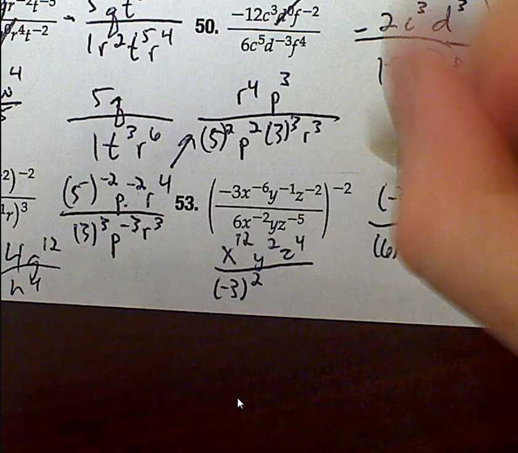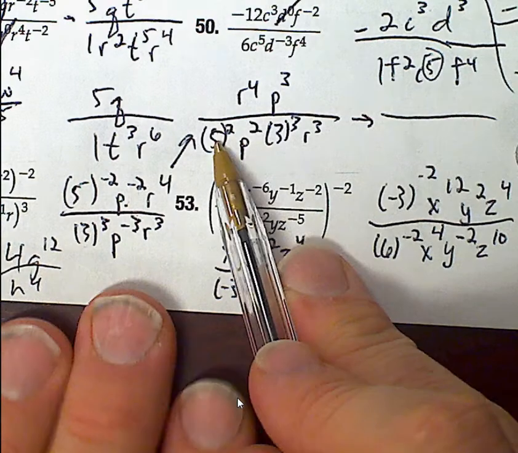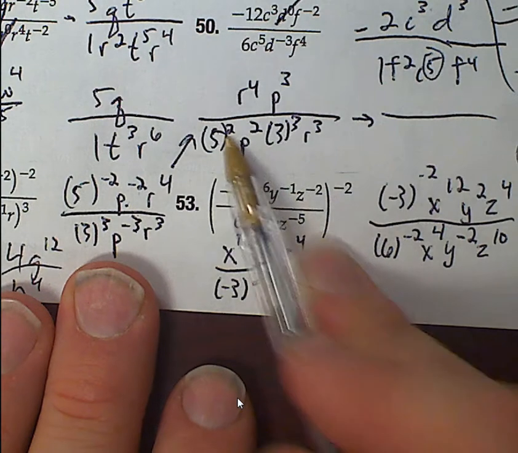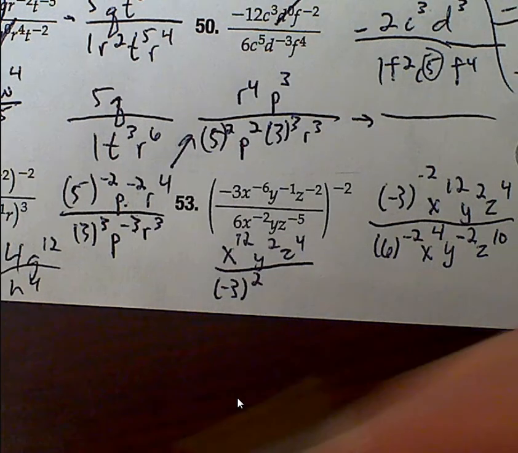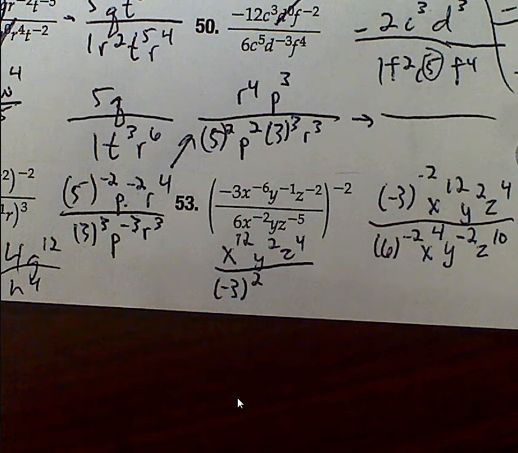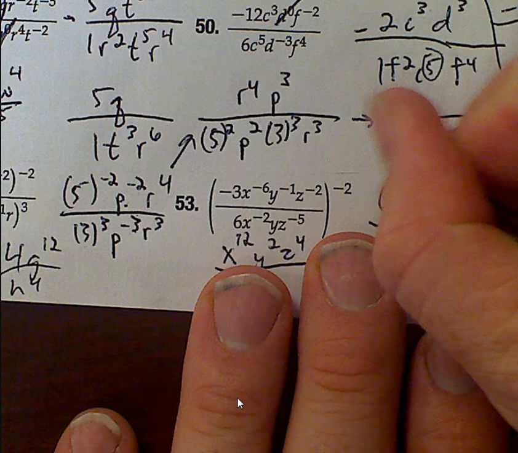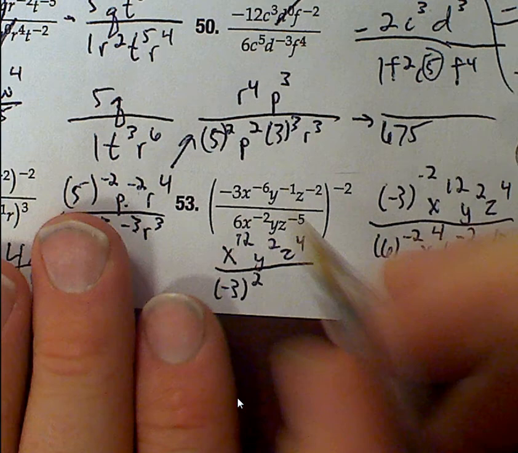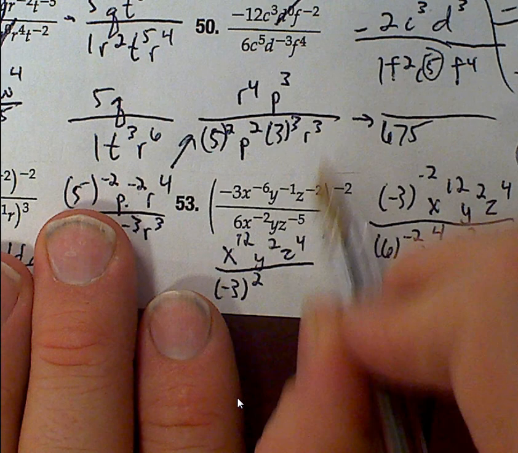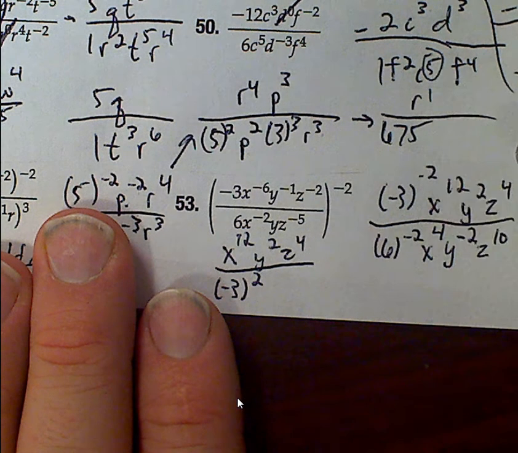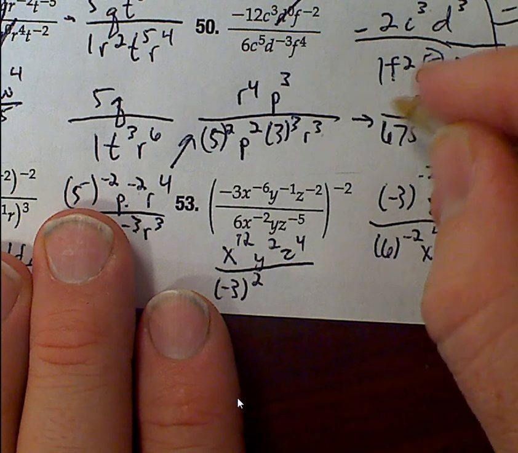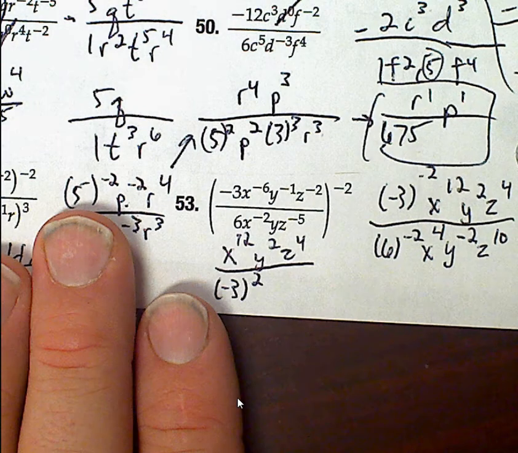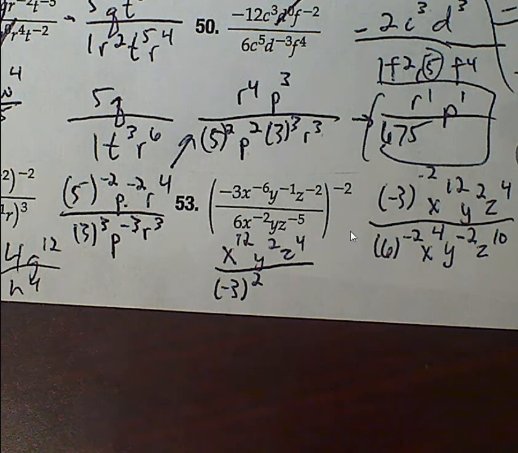Now I can go ahead and calculate. 5 squared becomes 25. 3 to the third becomes 27. 25 times 27. 5 times 27 gives me 675. The r's could subtract, so r1 is left on top. P3, P2 becomes P1 on top. And I'm done.